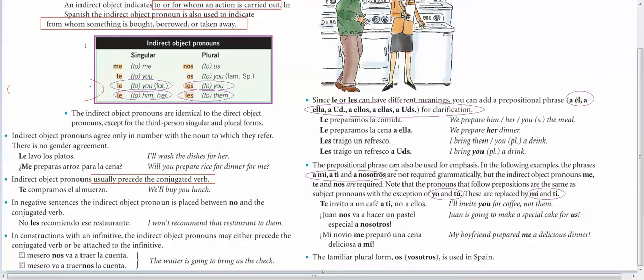You can also use the prepositional phrase for emphasis. Just remember that you can't say a yo or a tú after the preposition. Tú and yo become mí and ti. So you'd have a él, a ella, a usted, a ellos, a ellas, a ustedes, a nosotros, but you'd have a mí and you'd have a ti. So te invito un café a ti, no a ellos. I'm inviting you to a café, not them. You don't have to have the a ti there. It just re-emphasizes who the indirect object of your sentence is. Mi novio me preparó una cena deliciosa a mí. So you would put a mí.